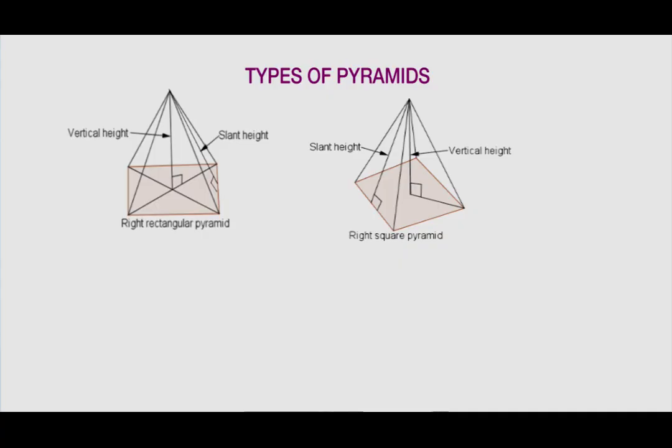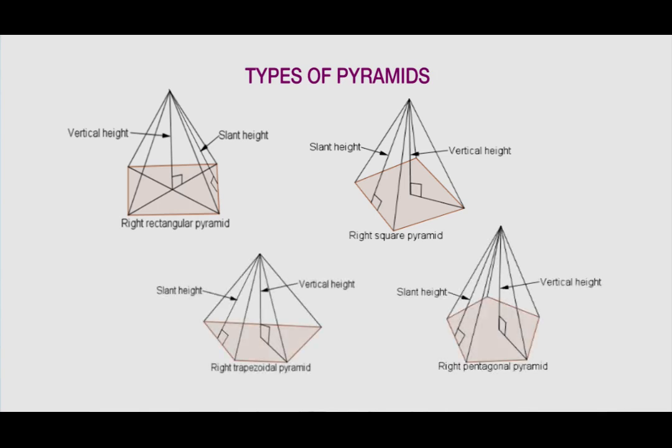If the base of the pyramid is a square, then it is a square pyramid. And an example is shown on the screen. Here are some other examples of pyramids. You have a right rectangular pyramid, meaning it is on a rectangular base. You have a right pentagonal pyramid, meaning the base is a pentagon.